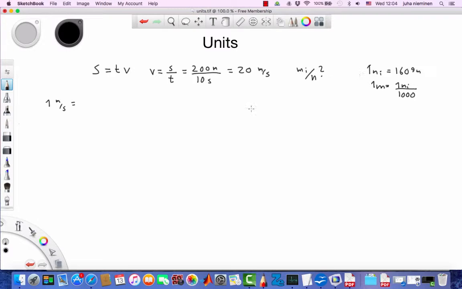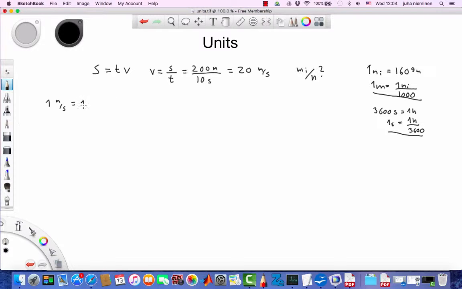And then the same thing for the second. So we know that 3,600 seconds equals 1 hour. So how much is 1 second? So 1 second is 1 hour divided by 3,600. And now we plug these guys in to what we have here.